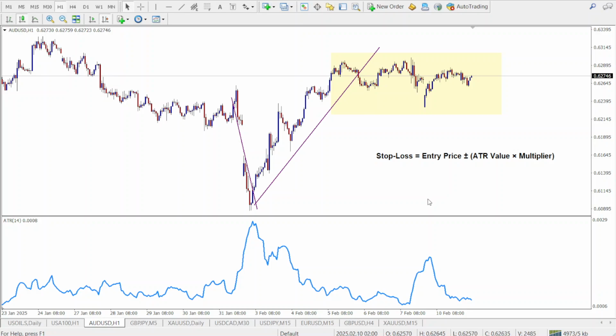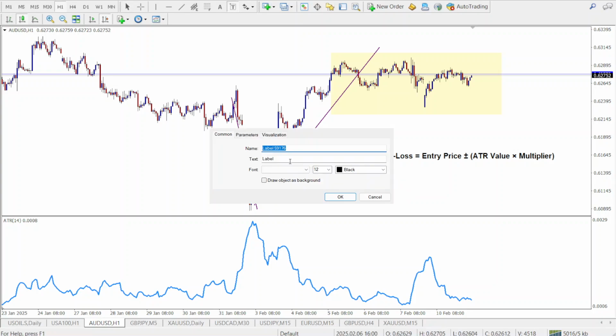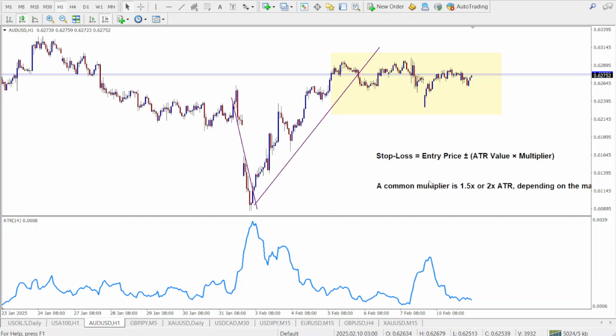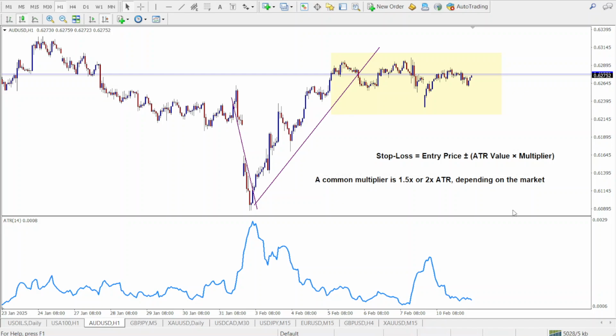That is, if you want to use the ATR to calculate dynamic stop loss levels, you can use the formula: stop loss equals entry price plus or minus ATR value multiplied by the multiplier. A common multiplier is 1.5x or 2x ATR, depending on the market.